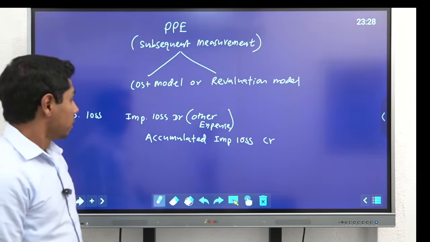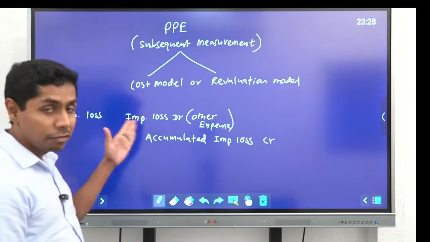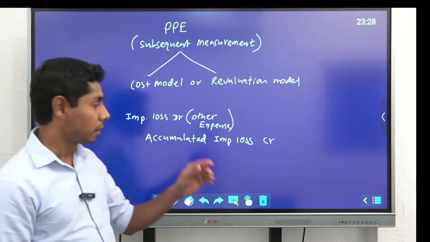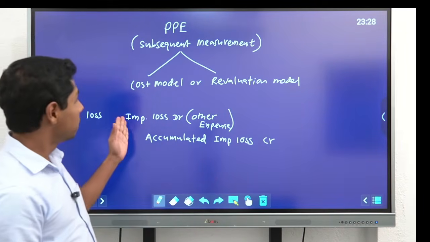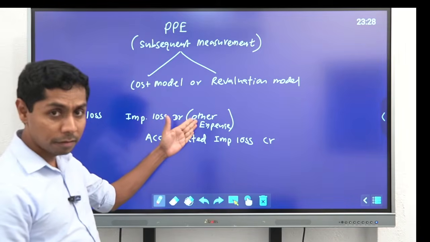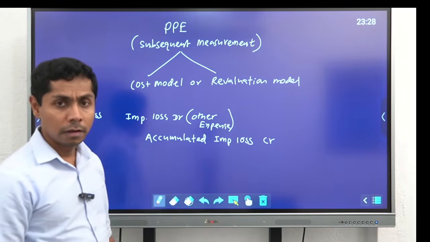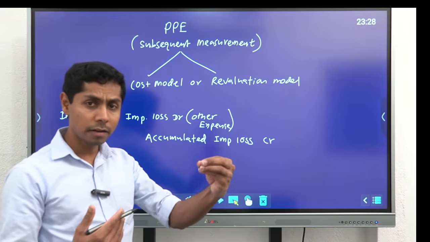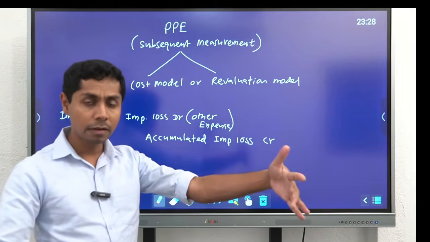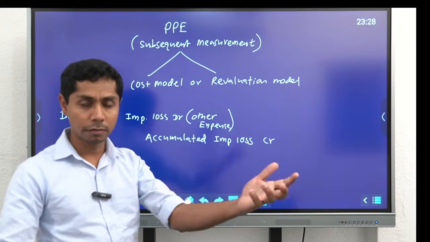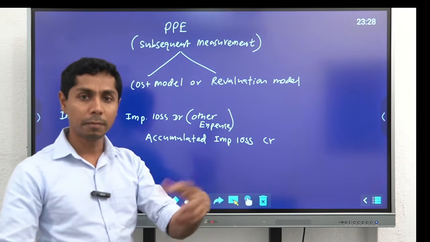So in the cost model, the impairment loss is treated as an expense. How do we account for that? Impairment loss account debit, that is another expense. Accumulated impairment loss account credit. Now we have two accumulated accounts: accumulated depreciation and accumulated impairment loss. Two accounts, correct?